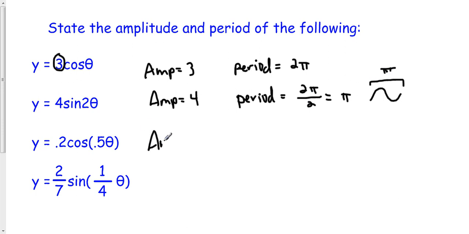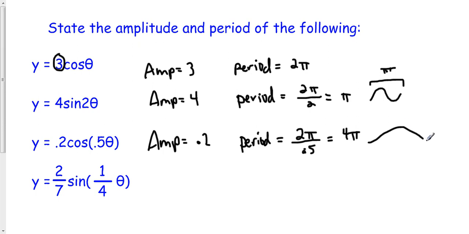Okay, here the amplitude is 0.2, so it's going to be a shrunk down graph. And then the period is 2 pi divided by 0.5. Remember, if we divide by a fraction, this is 1/2, we multiply by the reciprocal. So this ends up being 4 pi. So this wave is going to be much more stretched out, like that.